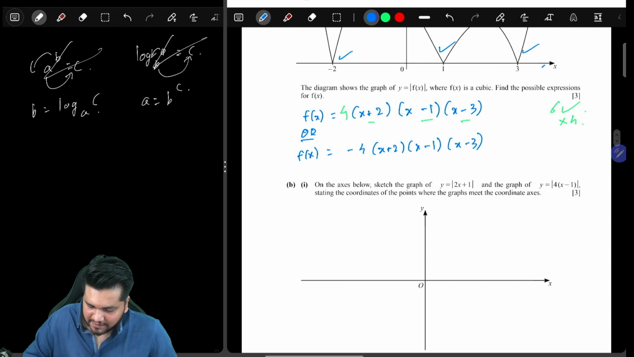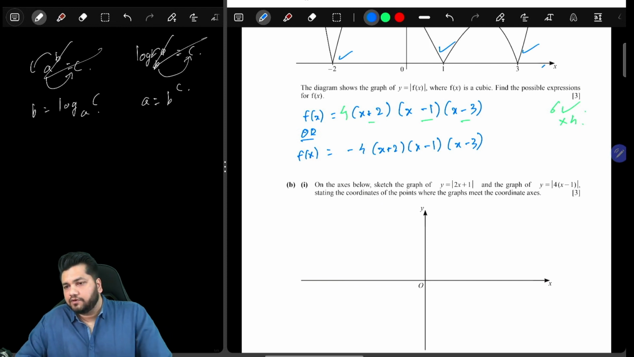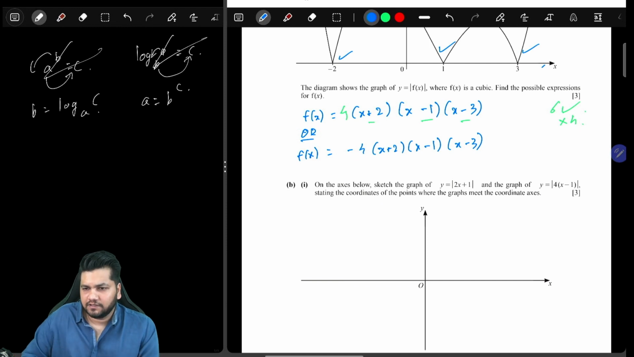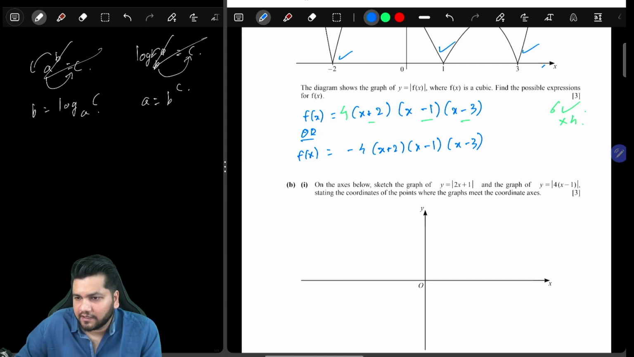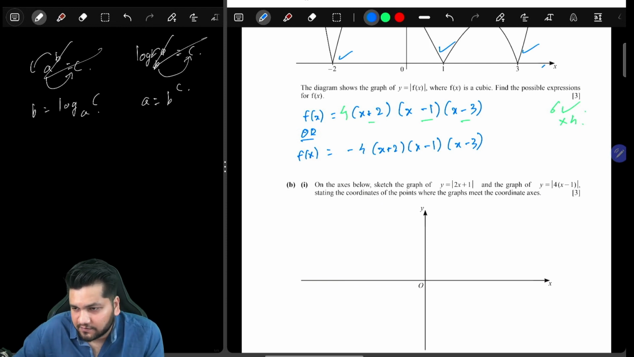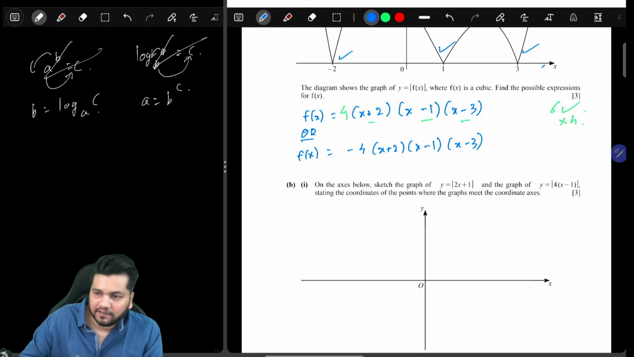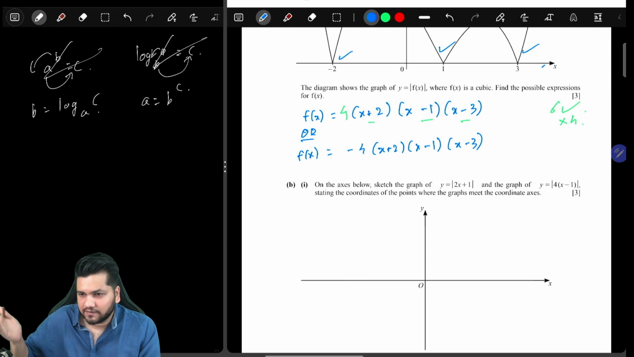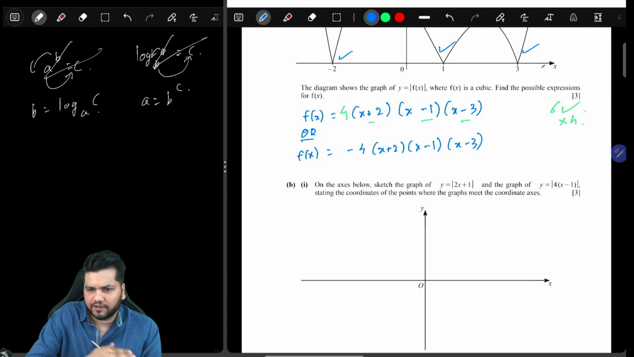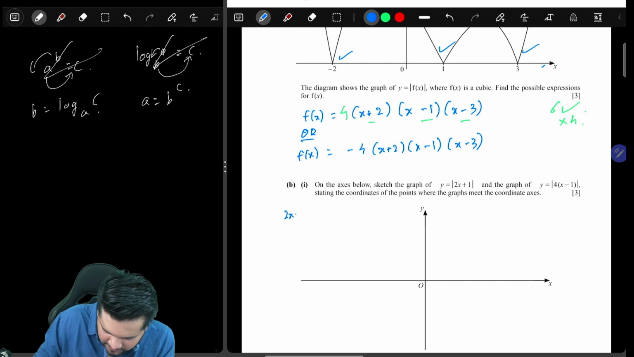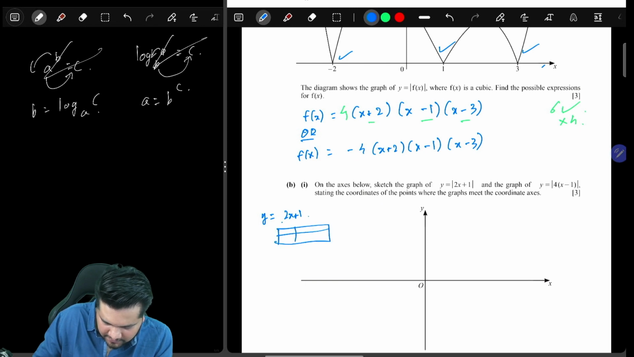On the axis below, sketch the graph of y is equal to mod of 2x plus 1 and the graph y is equal to mod of 4x minus 1, stating the coordinates of the points where the graphs meet the coordinate axes. So now see, here, mod of 2x plus 1, generally what I consider is a line. Like you can draw 2x plus 1, you can draw 4x minus 1 line and just draw the mod graph. So whenever it is negative, you just have to make it positive. So here, if I consider y is equal to 2x plus 1, just for reference, I'll just consider two coordinates, x and y.